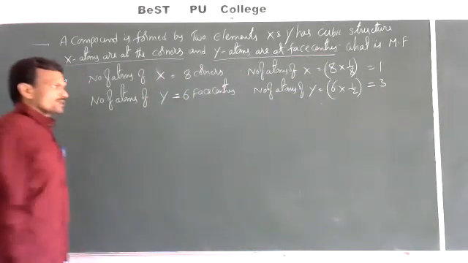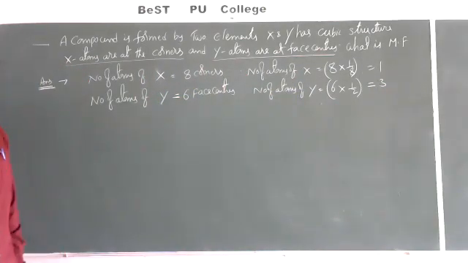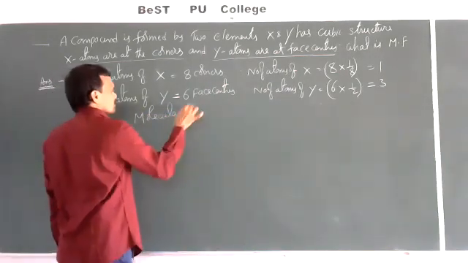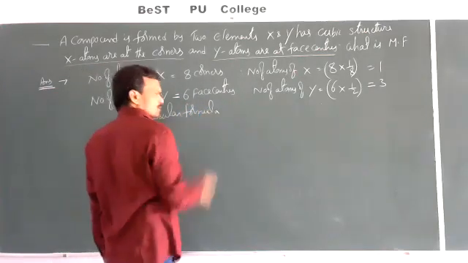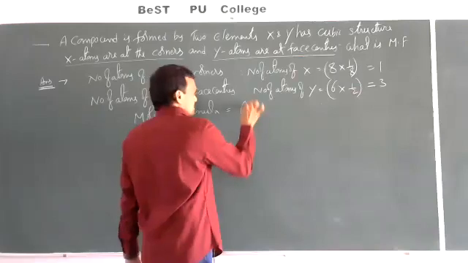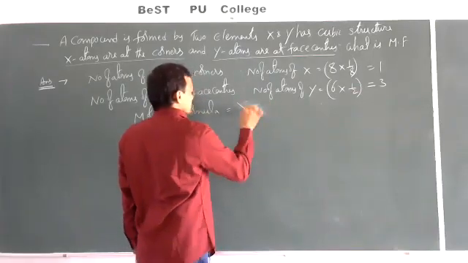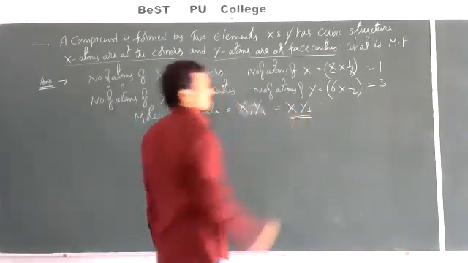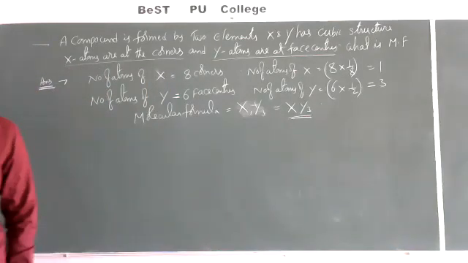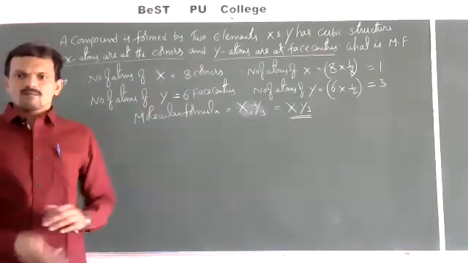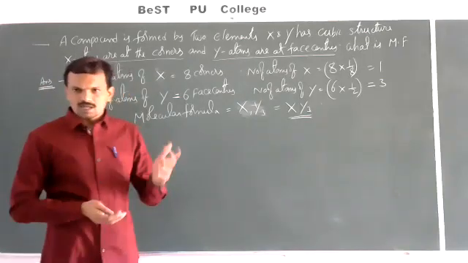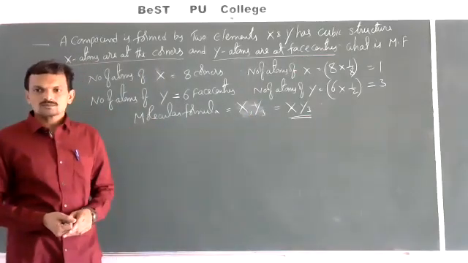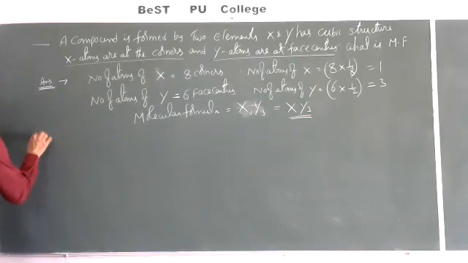So the number of atoms of X is equal to 1 and the number of atoms of Y is equal to 3. Therefore, the molecular formula is X1 Y3, which is equal to XY3. This is the molecular formula. So if X atoms are at corners and Y atoms are at face centers, then the molecular formula of the compound is XY3.